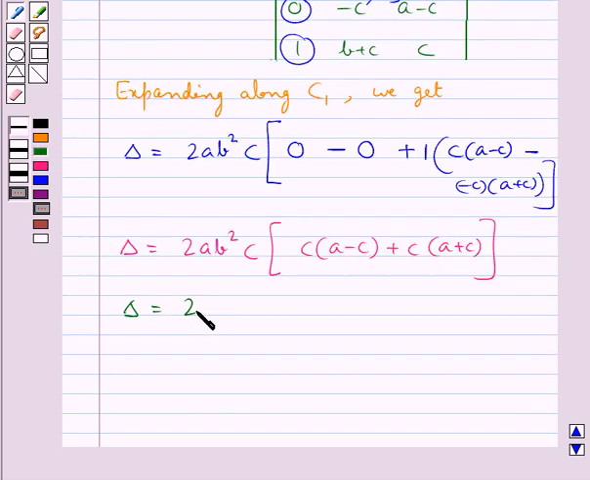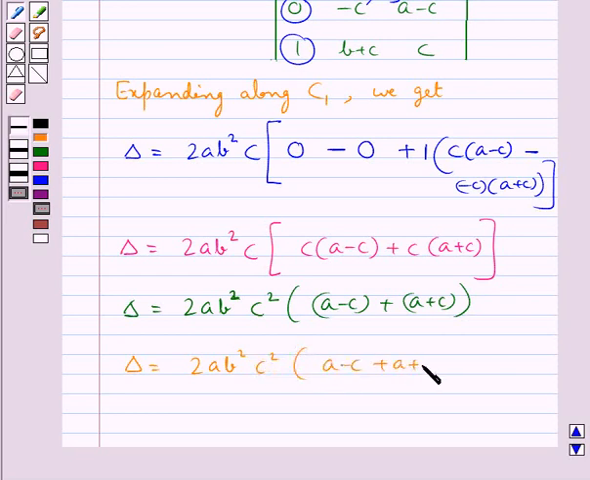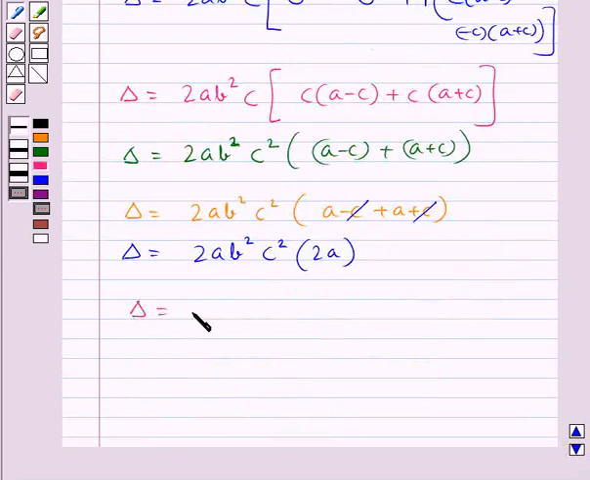Thus, delta is equal to 2A B square C square. We take C common, so this into A minus C plus A plus C. Now, minus C and C cancel. So, we have delta is equal to 2A B square C square into 2A. This gives us delta is equal to 4A square B square C square, which is equal to the RHS.